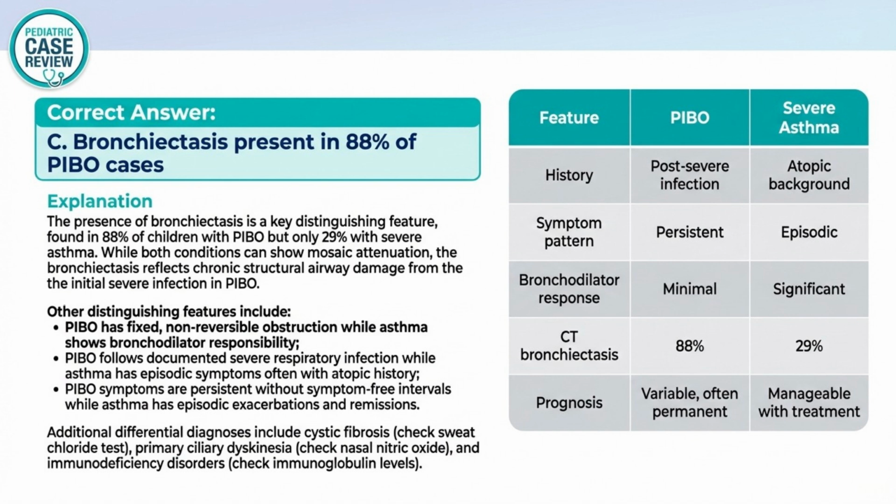Bronchiectasis. The comparison table highlights that bronchiectasis, which reflects chronic structural airway damage, is present in 88% of children with post-infectious bronchiolitis obliterans, compared to only 29% with severe asthma. A history of severe infection and a lack of bronchodilator response further separate this condition from episodic asthma exacerbations.